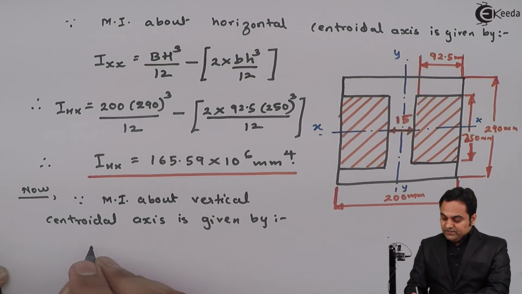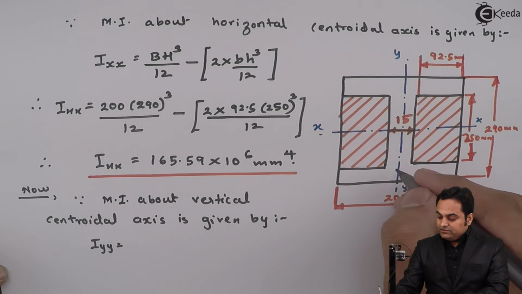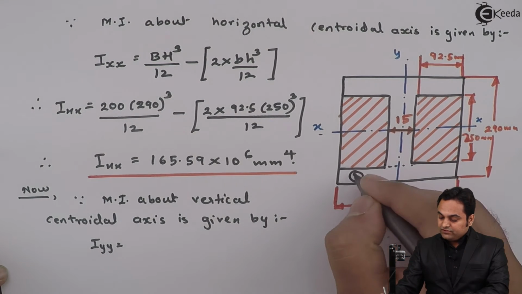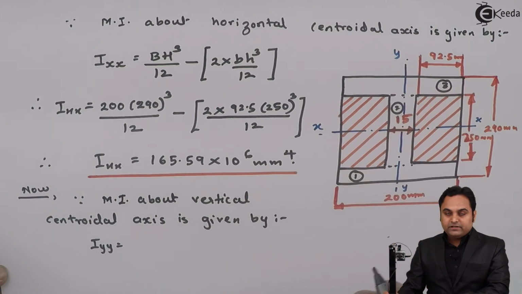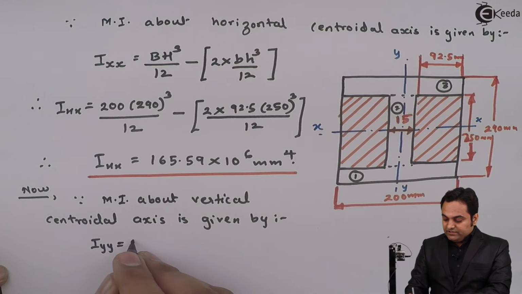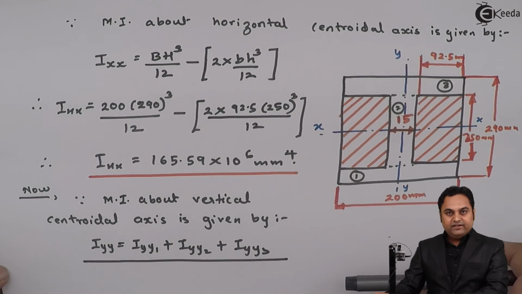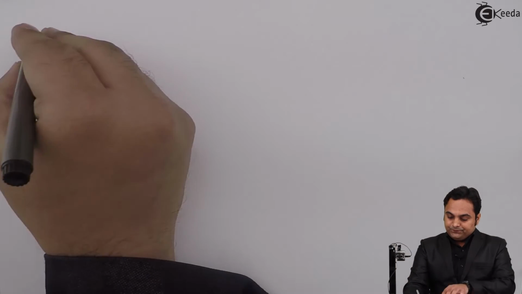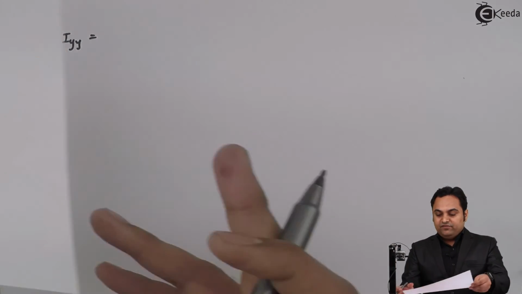now here I write down Iyy is equal to, we have three rectangles, we have divided it into, this is the first rectangle, this is second, and here we have third rectangle. So Iyy is Iyy1 plus Iyy2 plus Iyy3. Putting the values here, therefore Iyy will be equal to Iyy1.